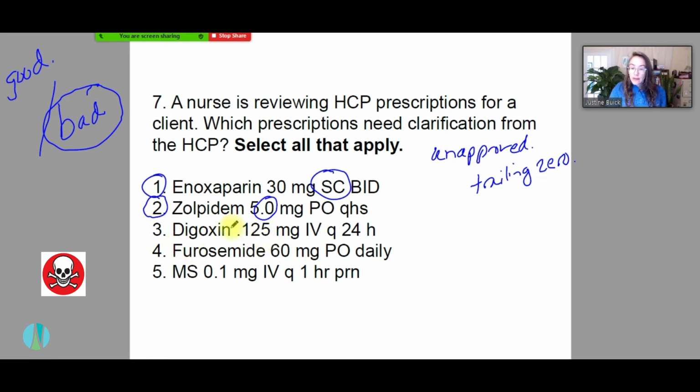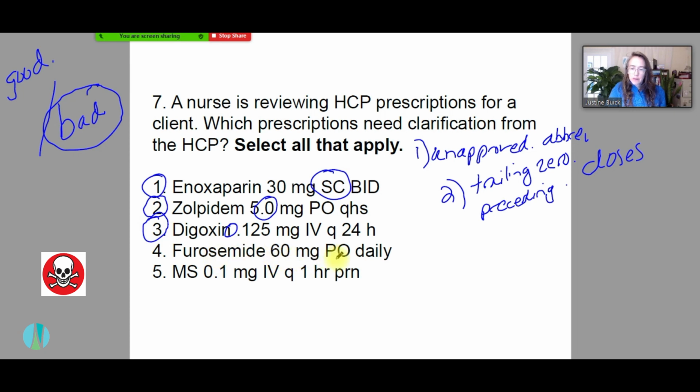So right away, they didn't do the preceding zero. They have to write a preceding zero, because you might mistake it as 125 milligrams. So you have your unapproved abbreviations, and then you have the issues with the doses, and that's the only thing they'll ask you about the doses, except for maybe some math. So I'm going to call about this one.